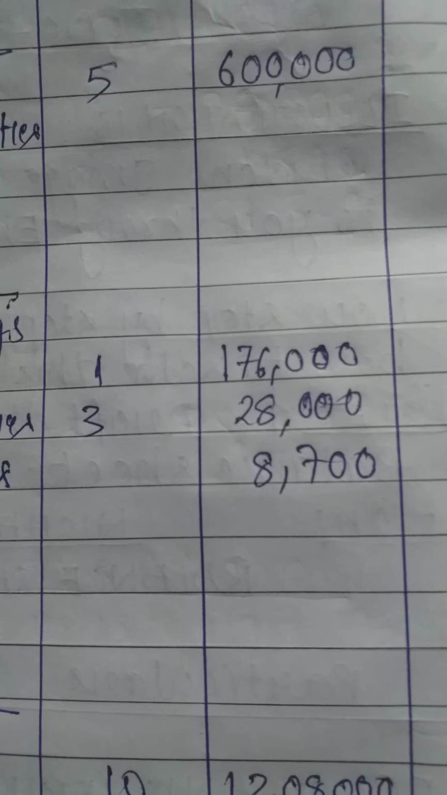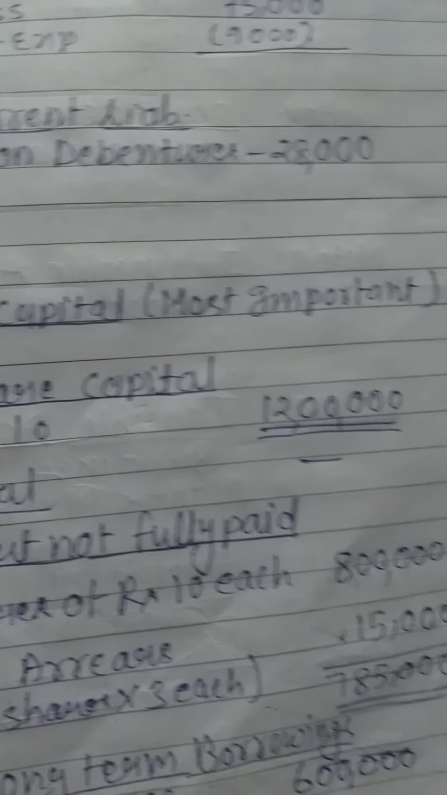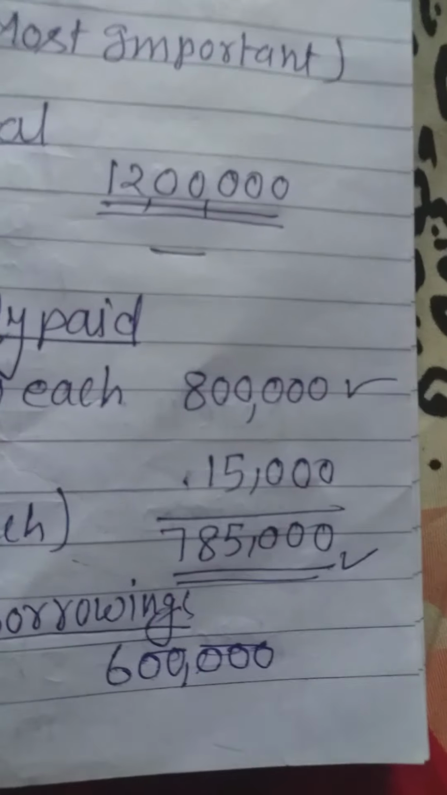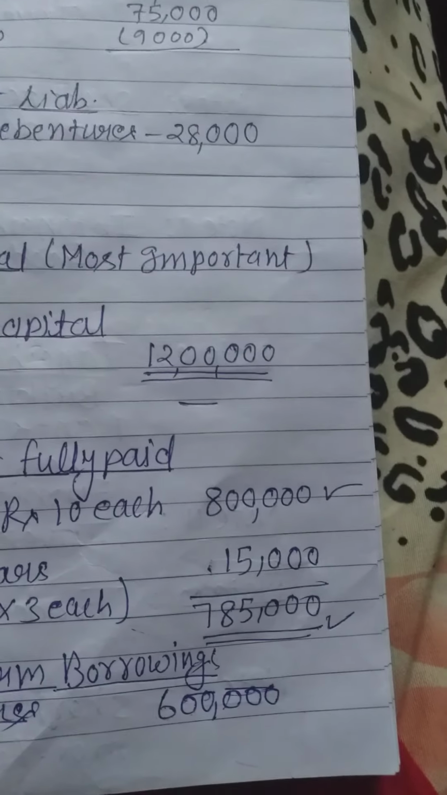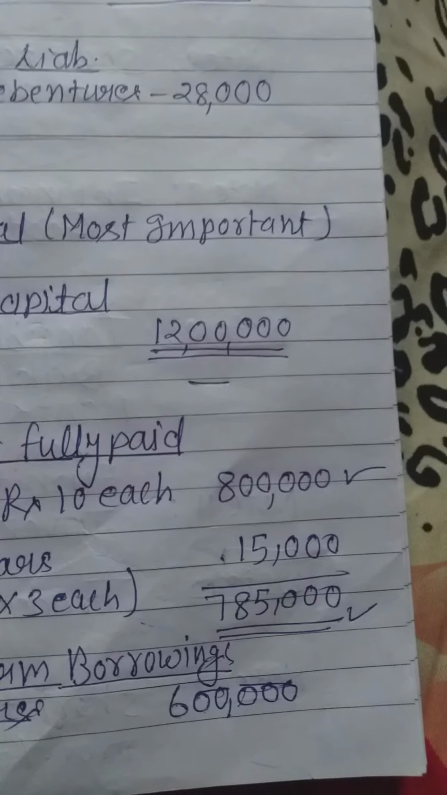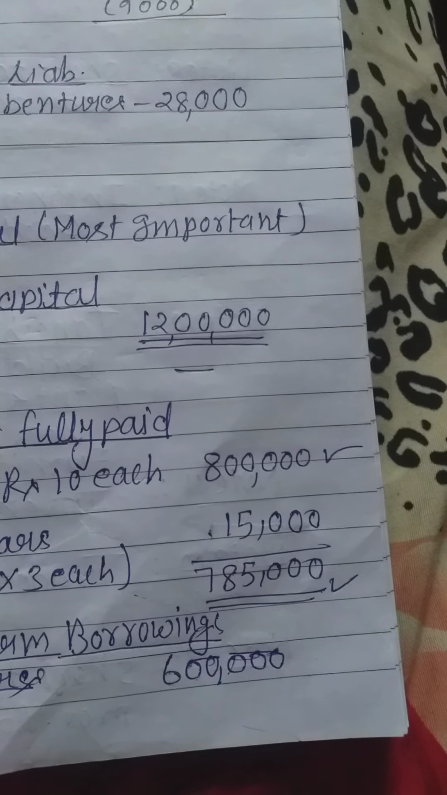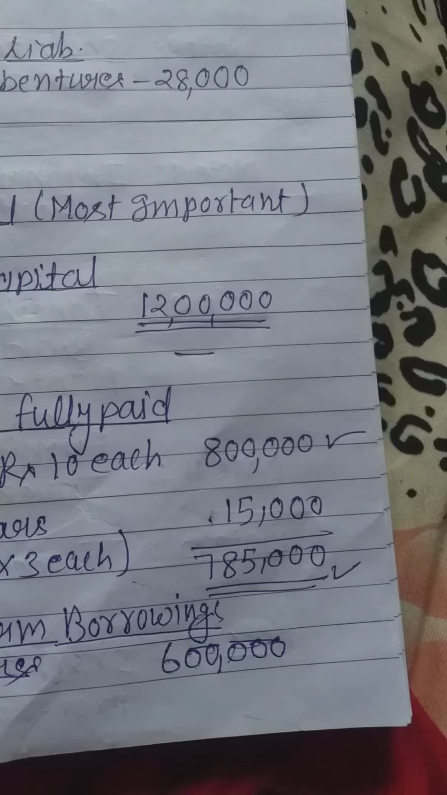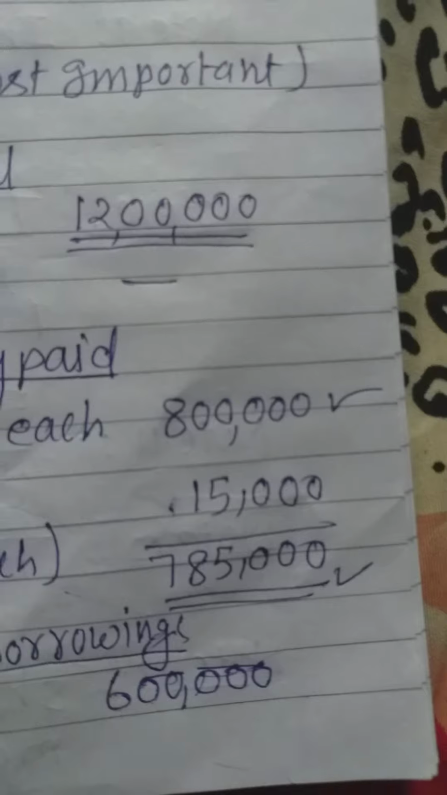Fine. 28,000, note number 3. Now note number 4, we have prepared share capital. See the final figure of share capital. Authorized capital, I have already explained to you. Authorized capital is not a part of the balance sheet because we have not received it in cash. Issued capital is also not a part of the balance sheet. Only subscribed capital is a part of the balance sheet.